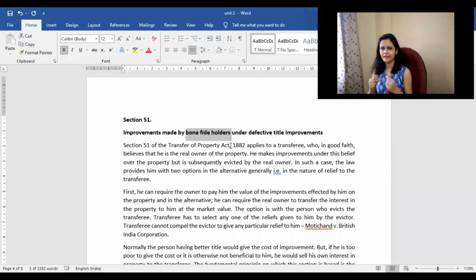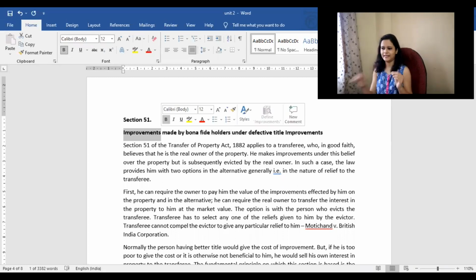And if on such a belief I am doing some improvements in the property, I had valid enough reasons to believe that this certain property belongs to me, and on that belief I did some improvements in the property. In such a case, what is going to happen? That is the basic concept here.